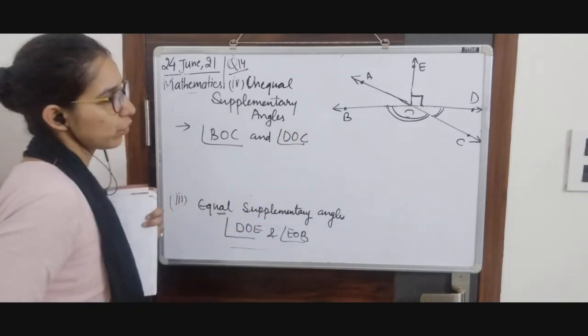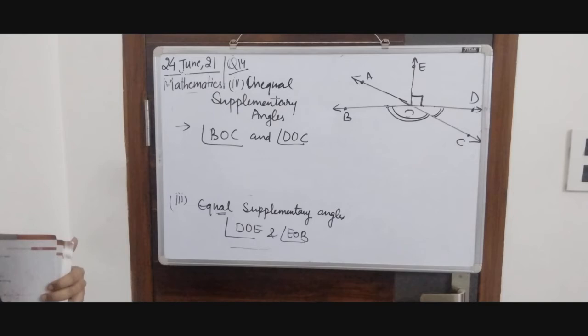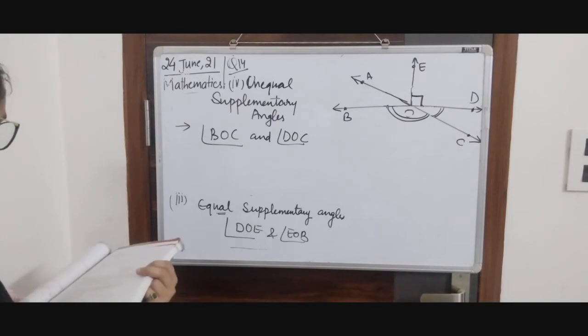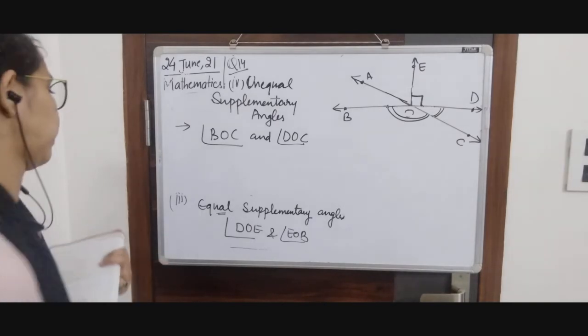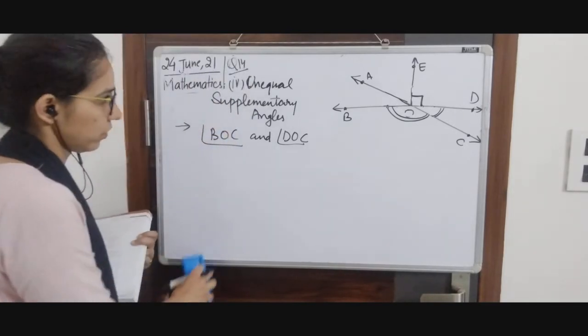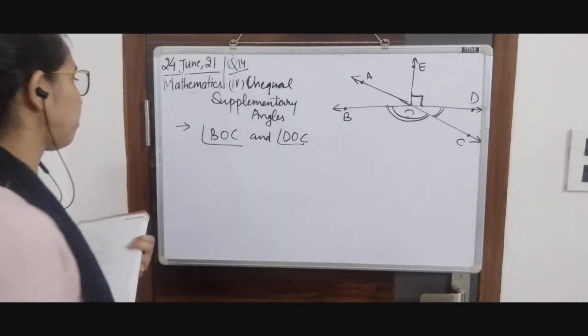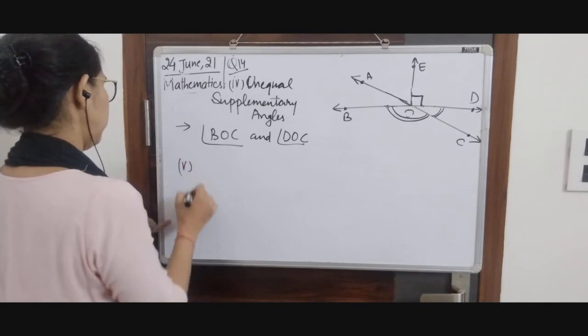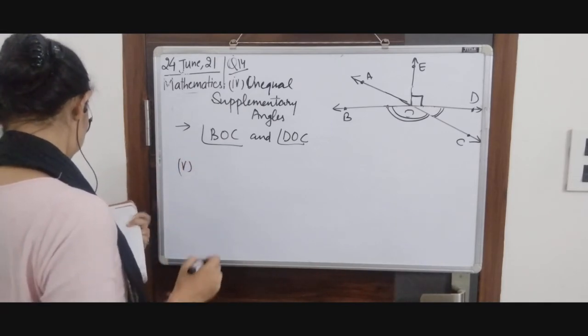These are quite simple questions if the concept of the terms we discussed earlier is clear. Otherwise it becomes a little bit complicated. So I would recommend you go through all the definitions of supplementary, complementary, linear pair, vertically opposite, and so on.